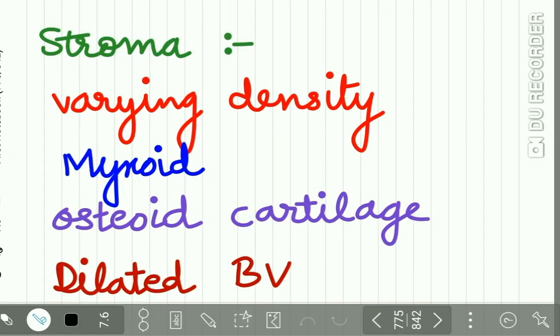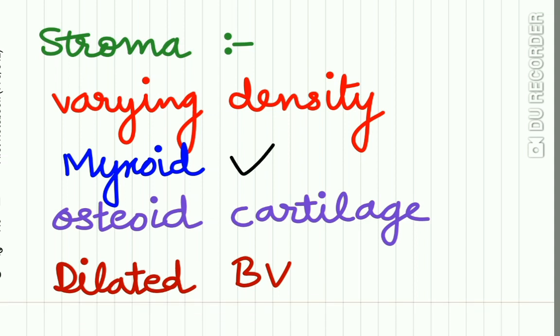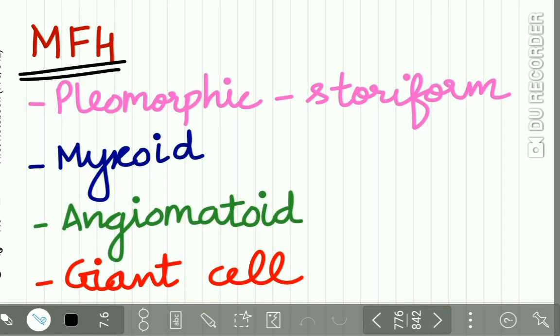Then the fibrous stroma of malignant fibrous histiocytoma varies in density, being less pronounced in areas of lesser cellular differentiation. The myxoid stroma may be found with rare foci of osteoid or cartilage metaplasia. Now, dilated blood vessels are also seen in the stroma.